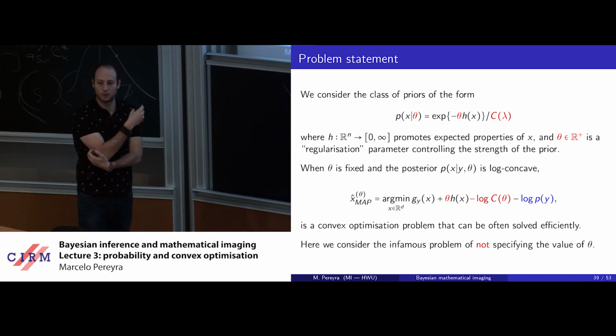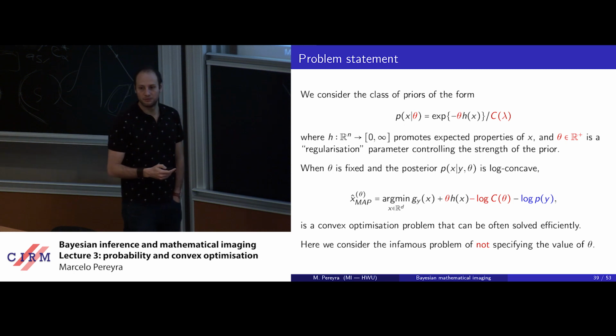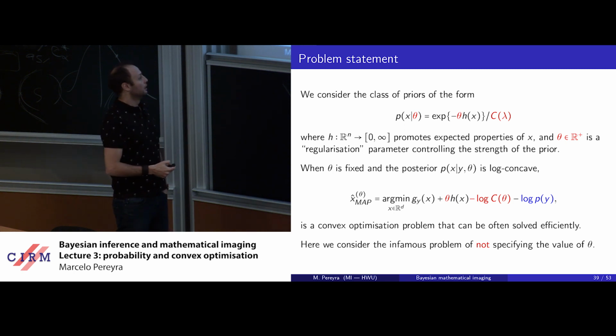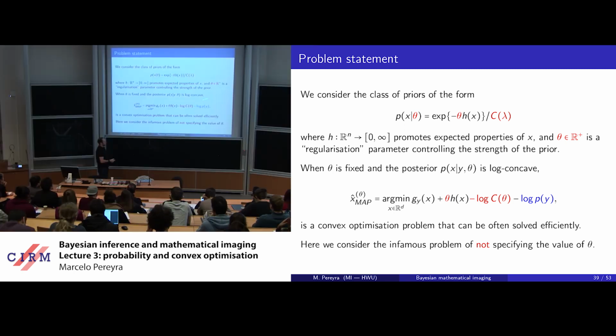Today we are going to talk about something else that does not involve MCMC sampling at all, which is the theme of this lecture. And then there's also the normalizing constant of the posterior, log p of y, but this term doesn't depend on theta or x, so we'll ignore it for the rest of the time. So here we're going to focus again on this infamous problem of not specifying theta. Rather than trying to find a value of theta, I'm going to try to not have to find a value for theta.